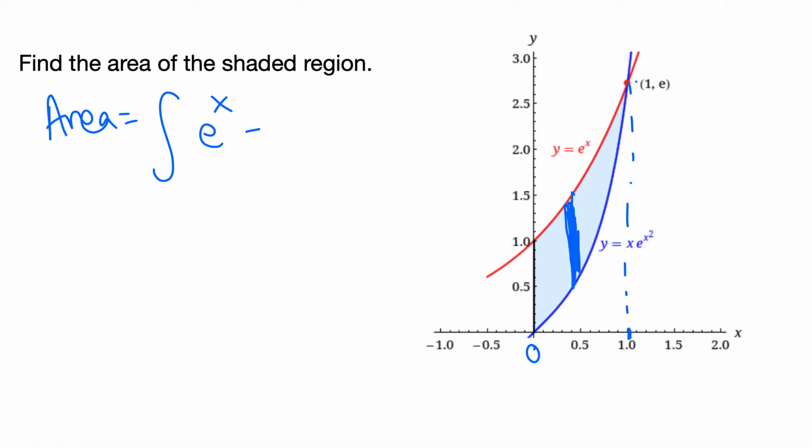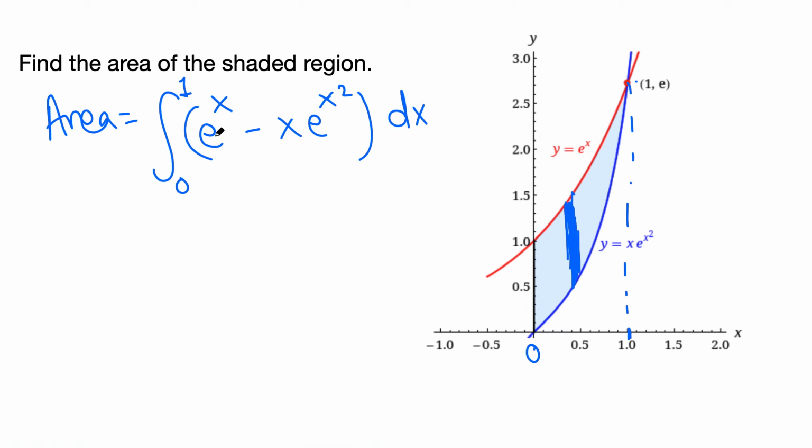Okay, all right. This is x e to the x squared. Obviously a function of x, so with respect to x, and this sample rectangle could be anywhere from 0 to 1. Sample rectangle from 0 to 1.